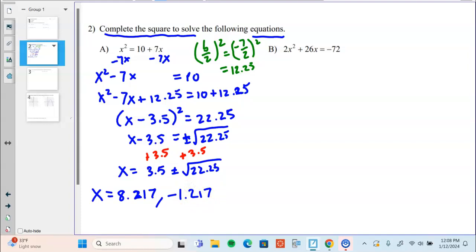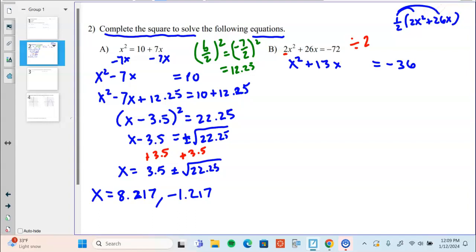All right, part B. First thing we need to look at is there's a coefficient of 2 in front of that x squared, so I need to divide out the 2. So we'll have x squared plus 13x equals -36. Remember, when you're dividing by 2, that's the same as multiplying by 1/2. And if I multiply 1/2 times that left-hand side, I have to distribute the 1/2, so it's going to change both of those terms. Don't forget to do that.